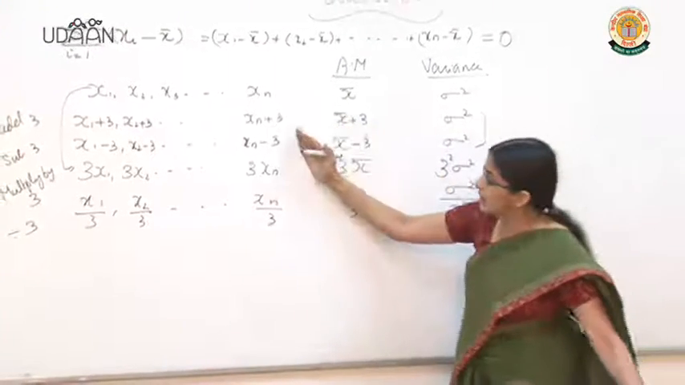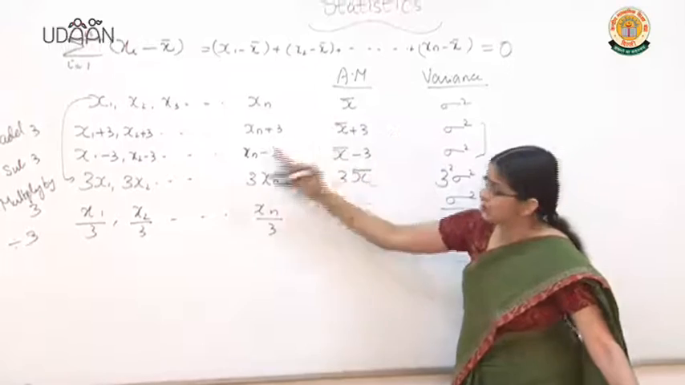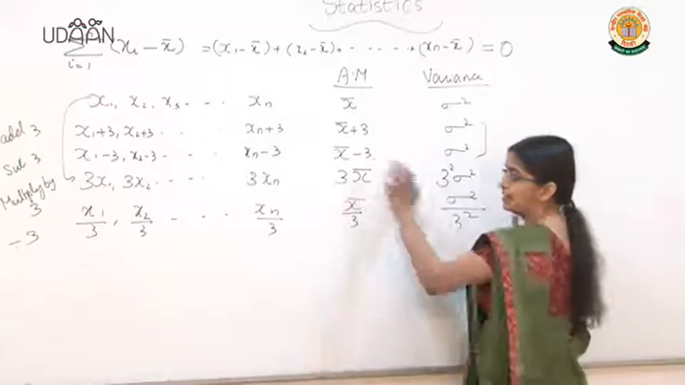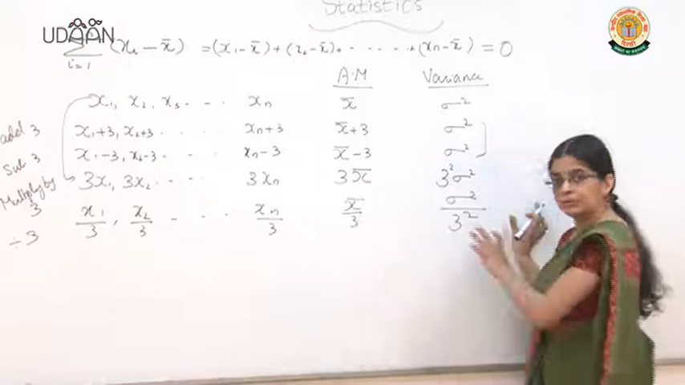whereas if you are adding, then the arithmetic mean will be added, and if you subtract, the same number will be subtracted from the arithmetic mean, etc. Properties are clear, beti?